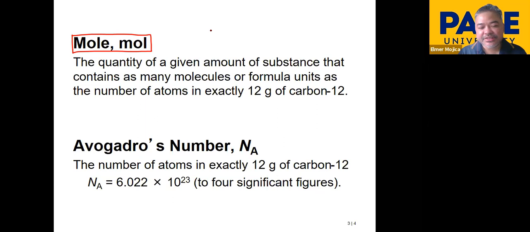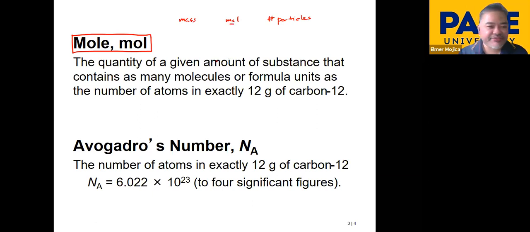So there are 3 ways to express the amount of matter. One is in terms of mass, one is in terms of mole, and the other is in terms of number of particles. Okay. Now, the central idea here is the mole.